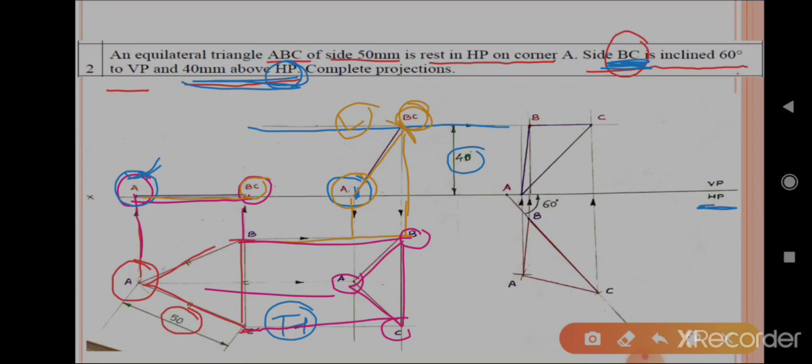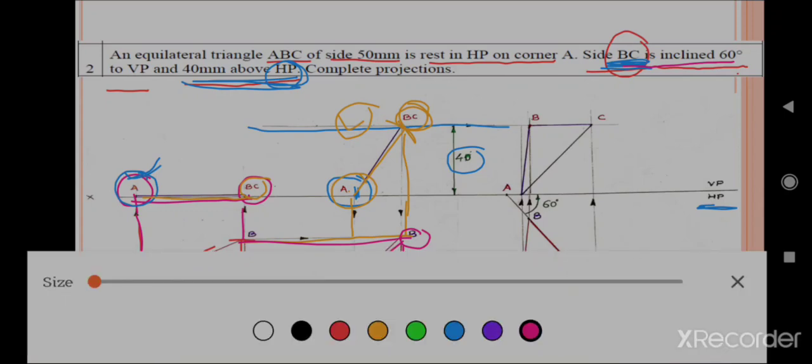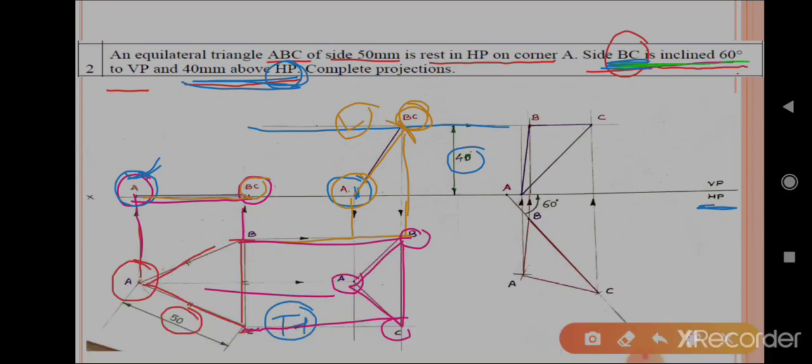The next condition or next parameter given is that BC is inclined at 60 degrees to VP. So draw the 60 degree line that is inclined to VP. Then take the points B and C and mark them on the line. Then take the distance C to A or B to A, place the compass on point C or B, mark the arcs and connect it.